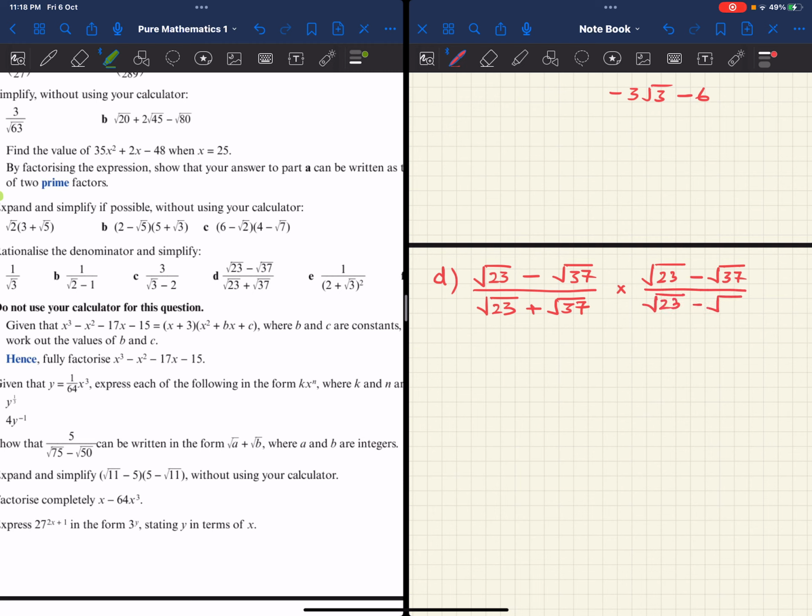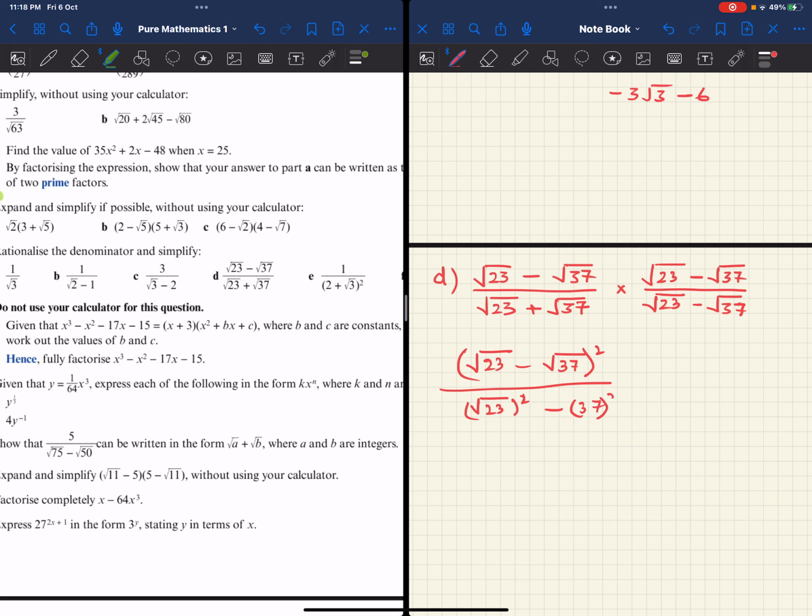which is as if we multiply by minus 1. Now in the numerator we have root of 23 minus root of 37 squared, because we have the same bracket multiplied twice, and in the denominator we have the format of a minus b into a plus b, which gives us a squared minus b squared.